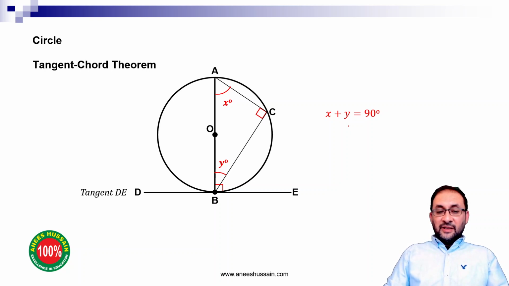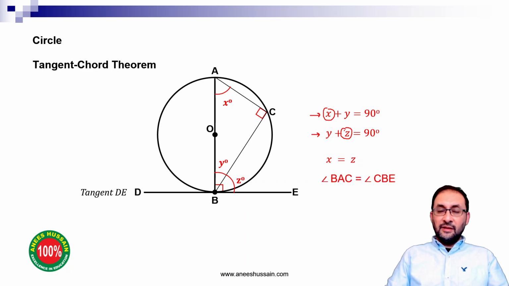Now, if I look at the angle to the right of y, which is angle CBE, and I mark that as angle z, then we can say that y plus z should also be equal to 90 degrees. Because remember, OBE was 90, so y plus z should also be 90. So we know that x plus y is 90. We also know that y plus z is 90, which means that x and z should both be equal to each other. So therefore, we can say that x is equal to z. Therefore, angle BAC is equal to angle CBE.